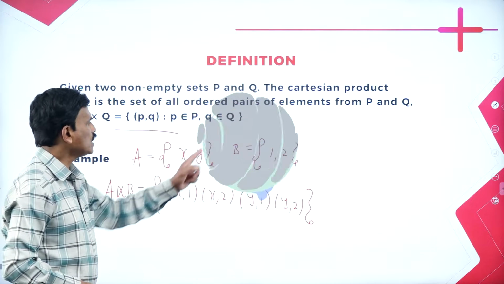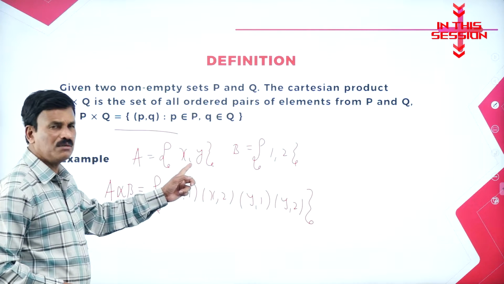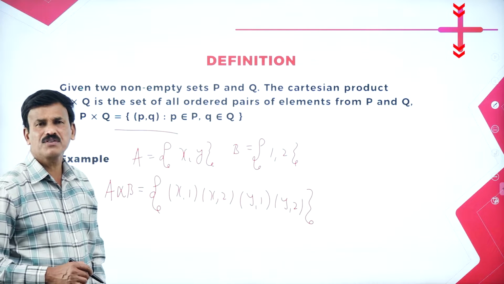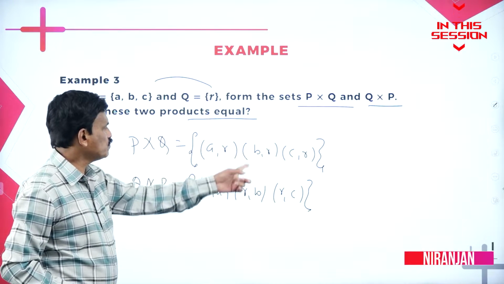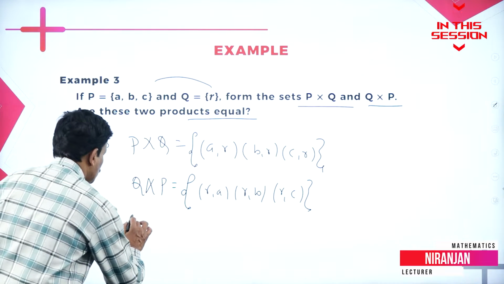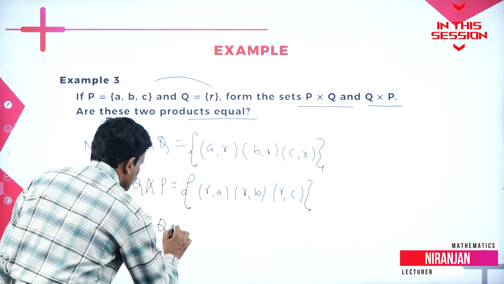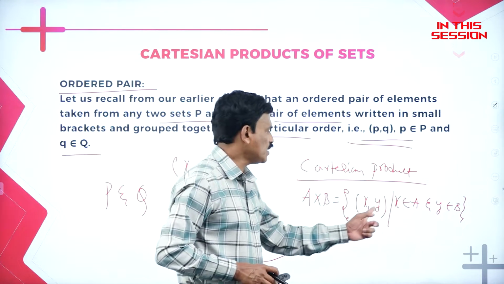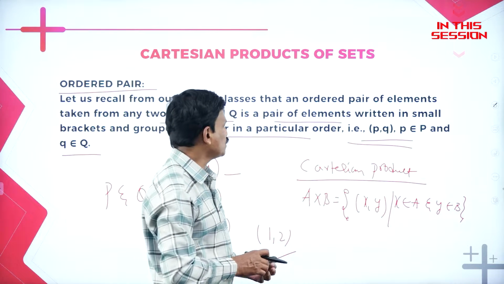x comma 1, x comma 2. Then take second element y comma 1 and y comma 2. This is called the ordered pair from A to B. The first element is B and first element is R. So therefore, these two are not equal. P cross Q is not equal to Q cross P. So x belongs to A and y belongs to B. This is called the Cartesian product.